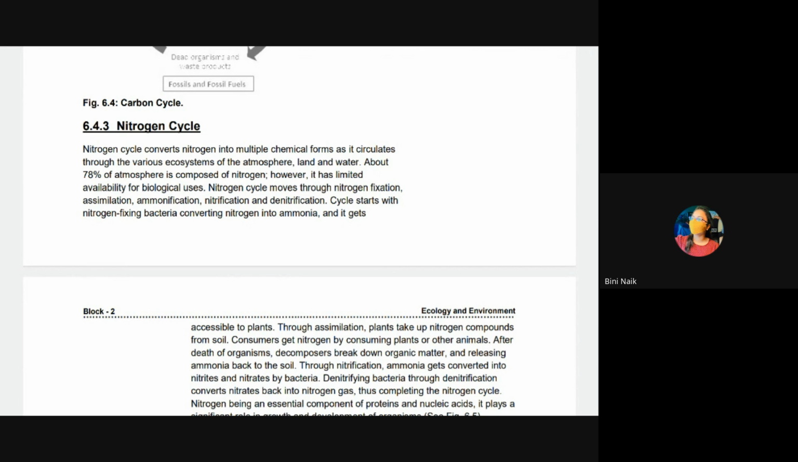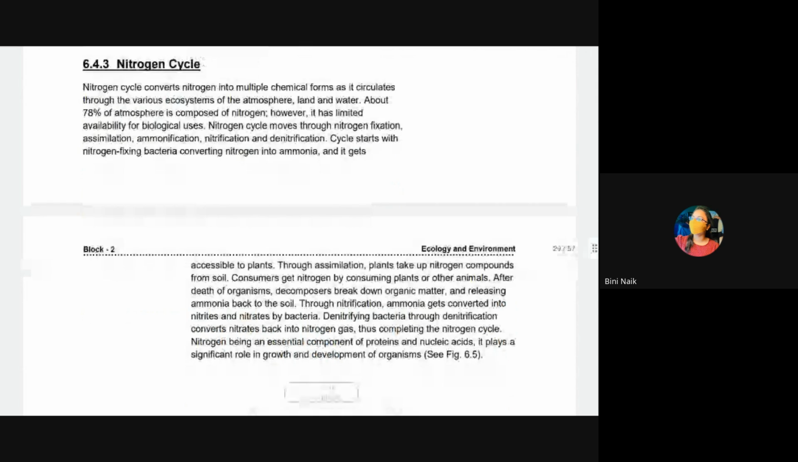Once they consume it, then again it comes into the food chain. Once it comes into the food chain, what happens? Then there are different processes. First one is nitrogen fixation, then assimilation. What do you mean by assimilation? Assimilation is basically the nitrogen being assimilated within other plants. Then ammonification, nitrification, and denitrification. These are different processes of the nitrogen cycle.